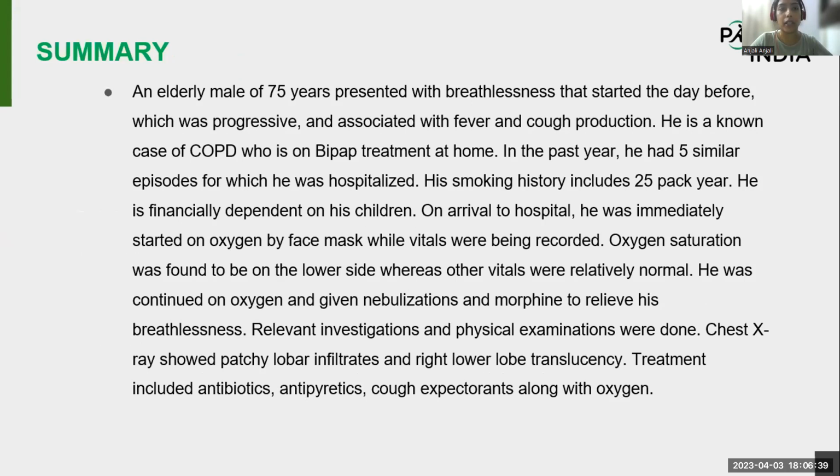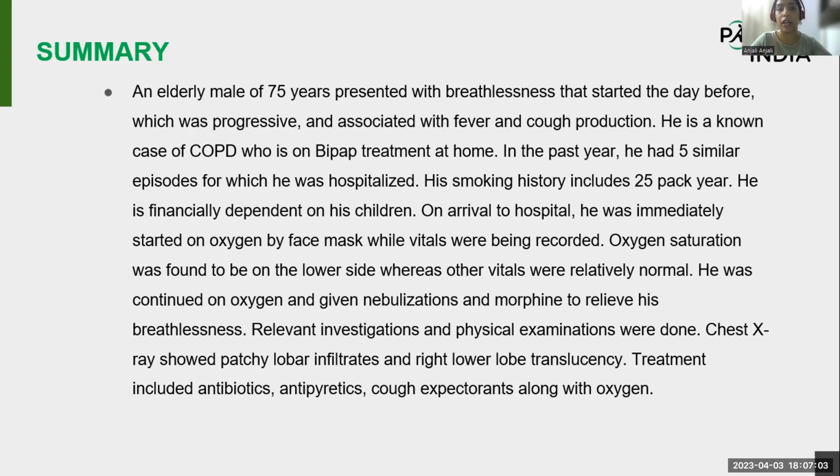So as a summary, he was an elderly male of 75 years who presented with breathlessness that started 1 day before, which was progressive. He had a fever and cough with sputum production. He was already a known case of COPD on BiPAP treatment at home. In the past year, he was hospitalized with 5 similar episodes, and his smoking history included 25 pack years.